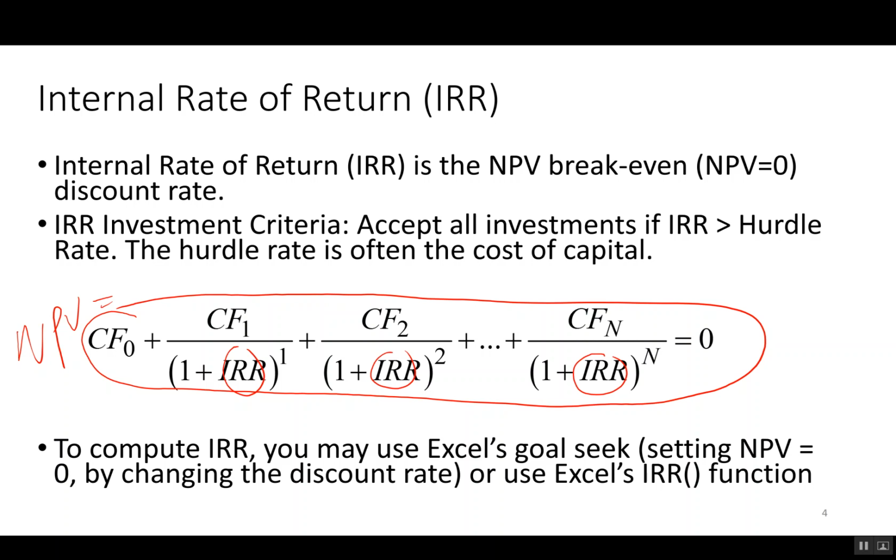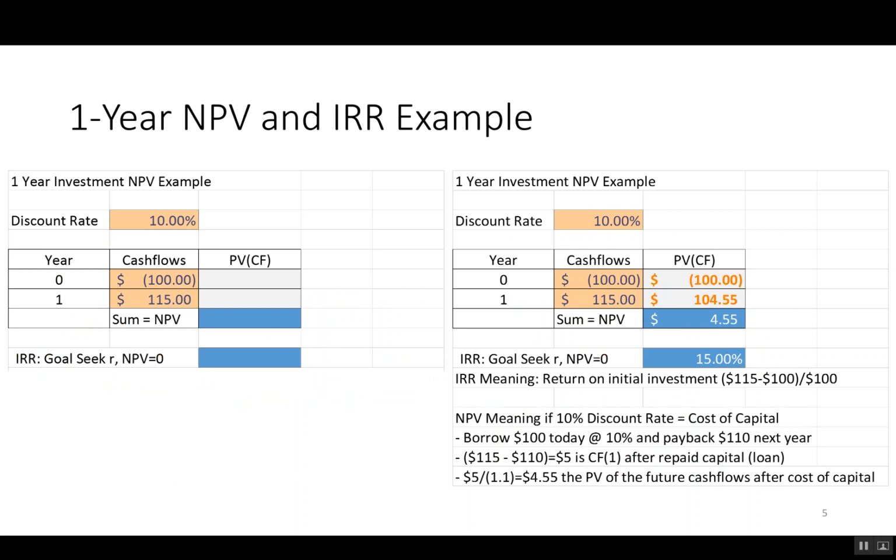The criteria for whether you accept a project with IRR is simply accept all projects whose IRR are greater than something we call a hurdle rate. Now, that hurdle rate is often the cost of capital. So let's go ahead and calculate NPV and IRR.